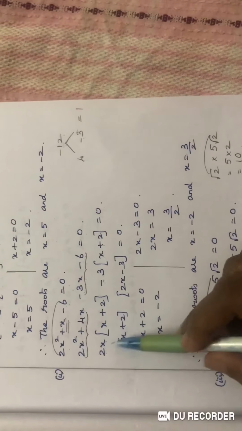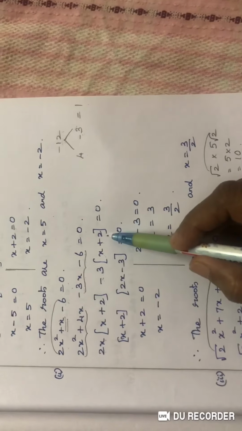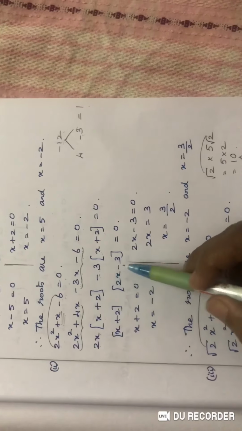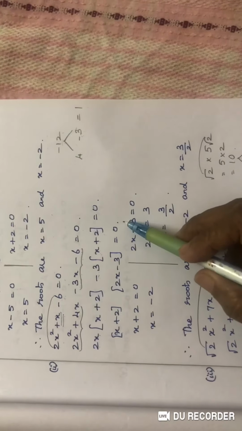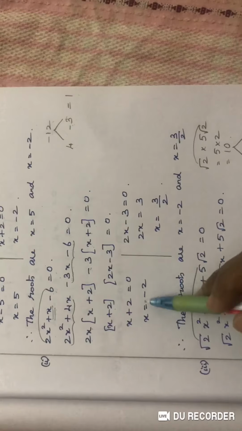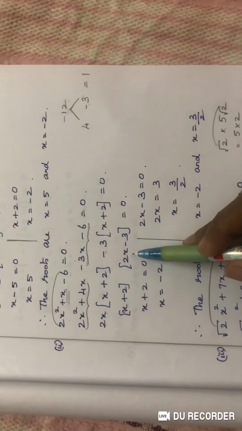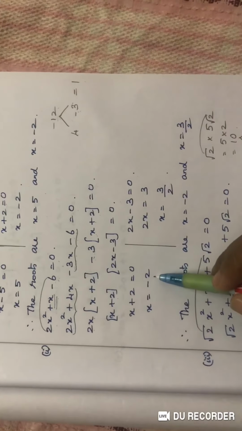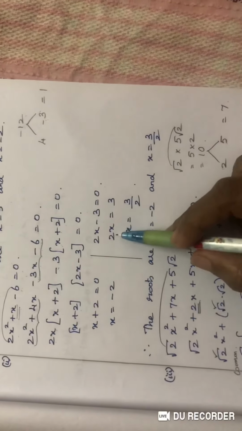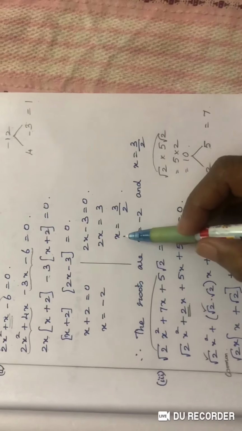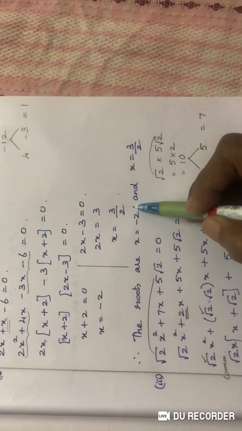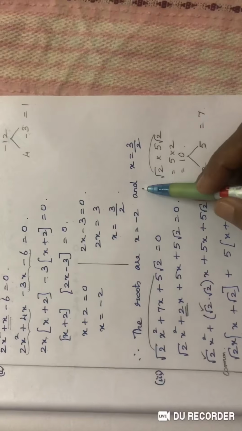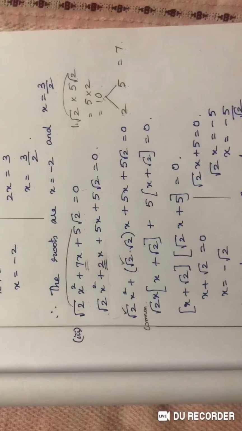Now, here x plus 2, here x plus 2. So, x plus 2 if you take common, I can write 2x minus 3 equal to 0. So, first part x plus 2 is equal to 0. Second, 2x minus 3 is equal to 0. Here x is equal to minus 2. 2x is equal to 3, so x is equal to 3 by 2. Therefore, the roots are x is equal to minus 2 and 3 by 2.